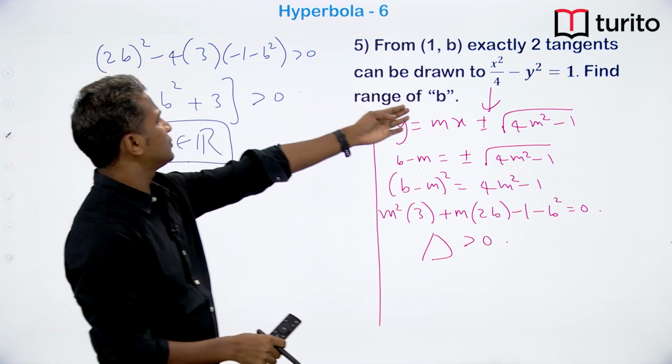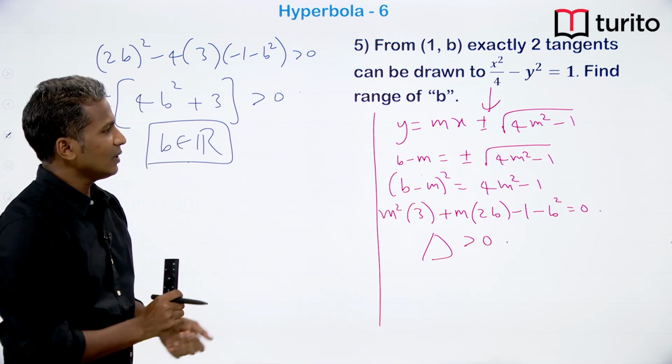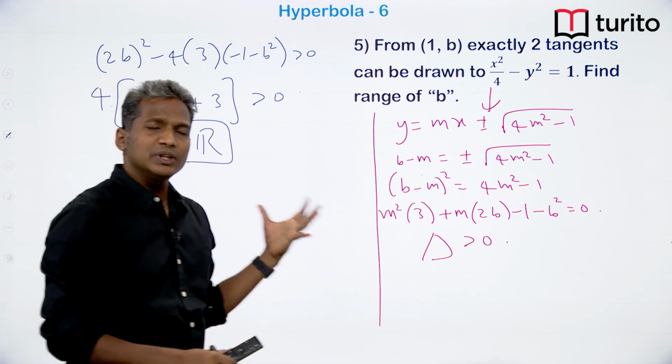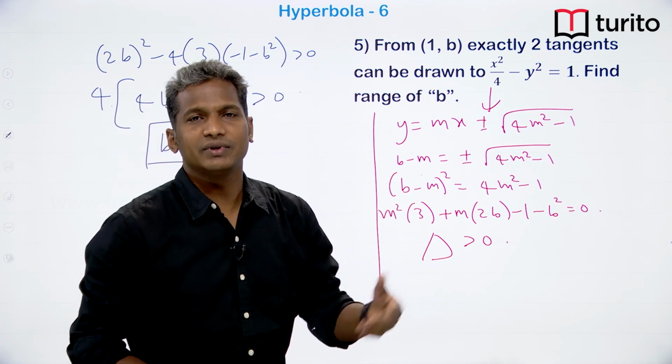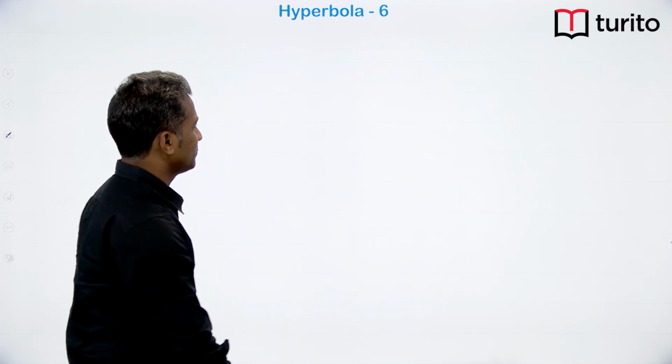So what are the values of b? All real values are possible. Now can we not do this directly using geometry? Of course we can attempt. Let me just draw the curve and explain it to you.